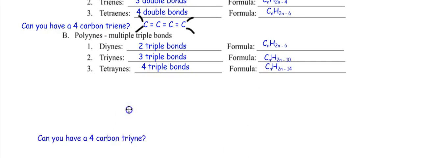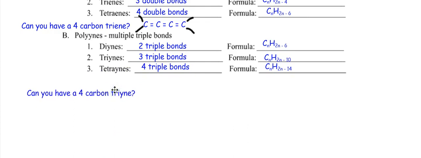So my question is, can I have a 4-carbon triene? Well, let's look at this. If I have C4H, well, what's 2 times 4? 8. What's 8 minus 10? Negative 2. So can I have a 4-carbon triene? Can you have a negative 2 hydrogens? The answer is no, you can't. This does not exist. Okay, let's go to the next page.